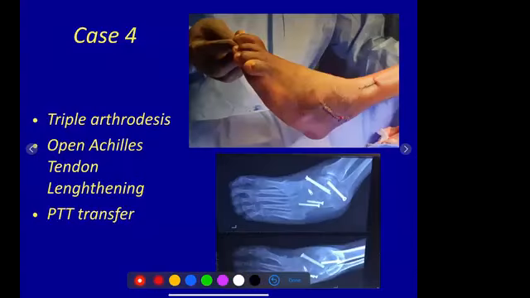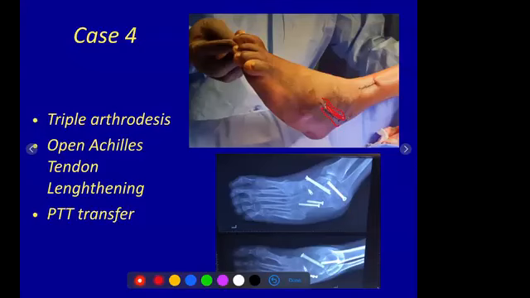We did a triple arthrodesis on this patient. I remember it was a patient who had seen Mr. Rocco. I was operating with Mr. Rocco, and we did a triple arthrodesis. So you can see that's my incision for accessing the subtalar joint and the calcaneocuboid joint.